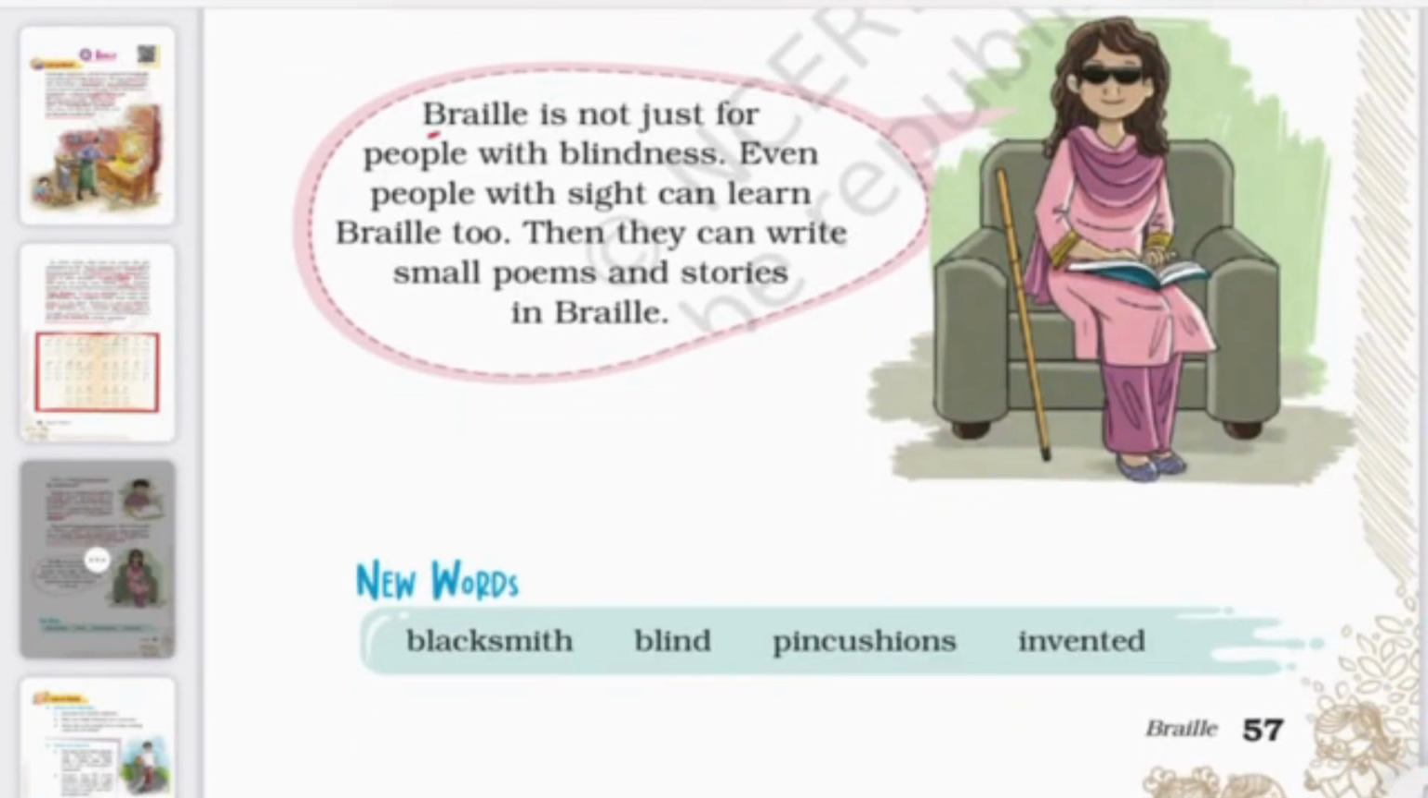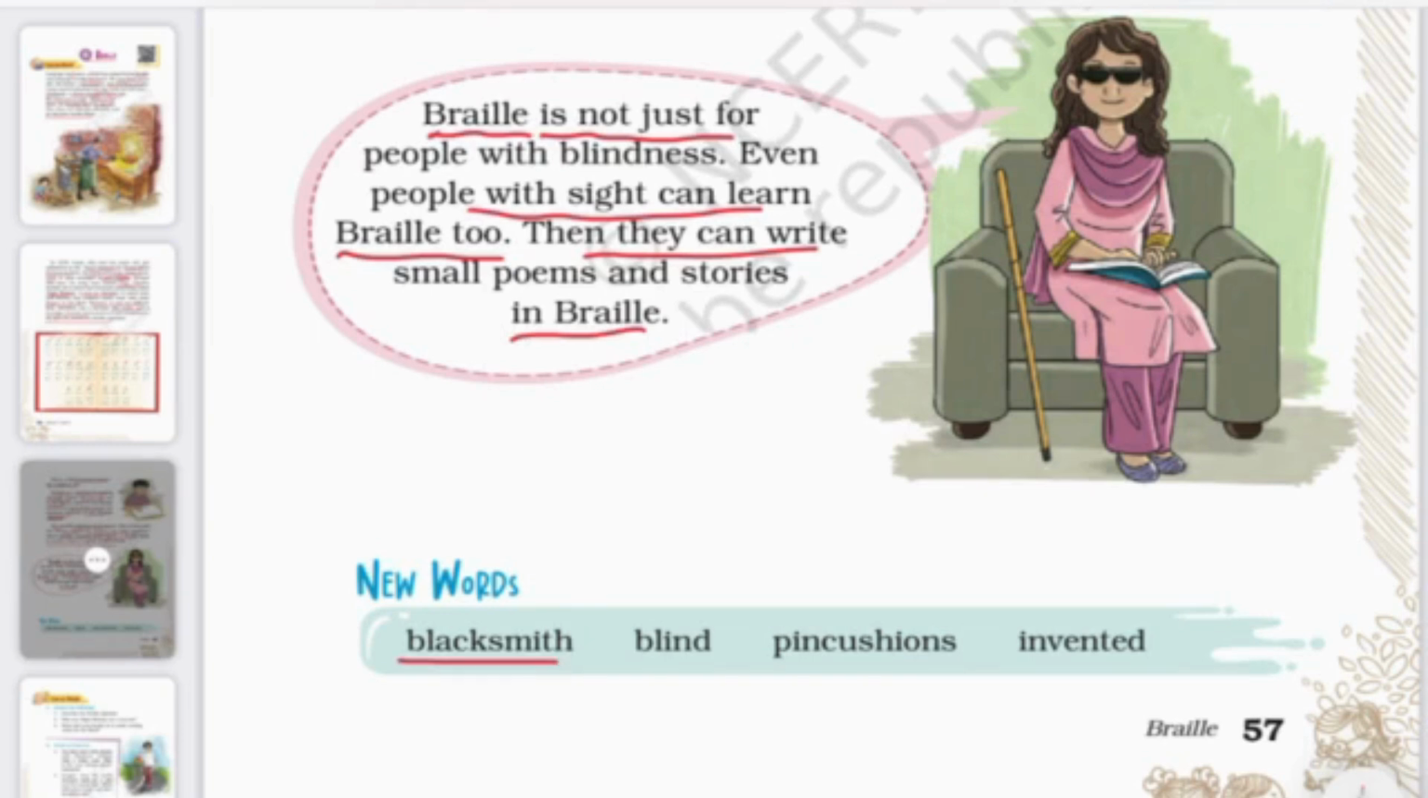Braille is a writing system. It is not only for blind people; even people with sight can learn Braille too. A person with short sight can learn Braille too. Then they can easily write small poems as well as stories in Braille.